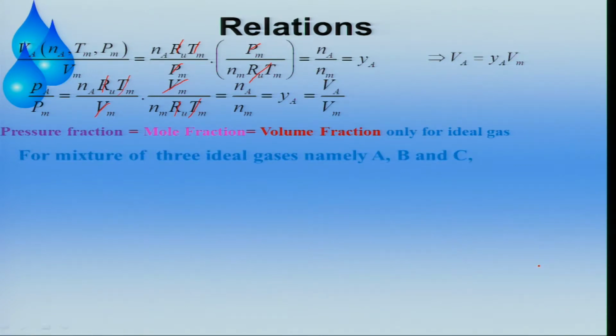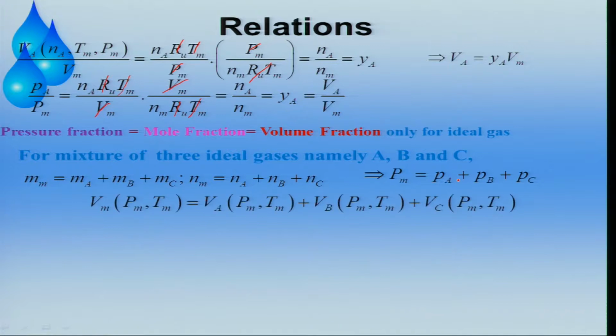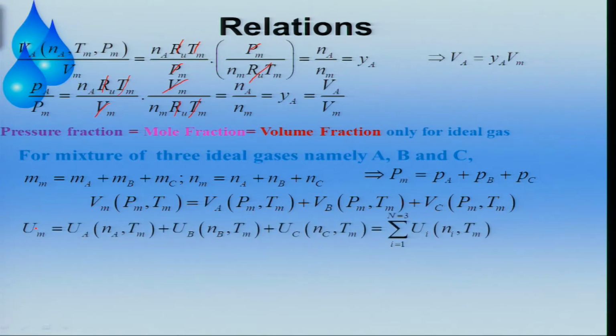Now, for a mixture of 3 ideal gases, namely A, B, C, we can write M_m is equal to M_a plus M_b plus M_c. Similarly, in terms of number of moles, N_m is equal to N_a plus N_b plus N_c, and I can write P_m is equal to P_a plus P_b plus P_c. This is from Dalton's law of partial pressure. From Amagat's law, I can write V_m is equal to V_a plus V_b plus V_c, right. I can use that, and we can write the internal energy U_m is basically U_a plus U_b plus U_c, the summation over the 3 species.